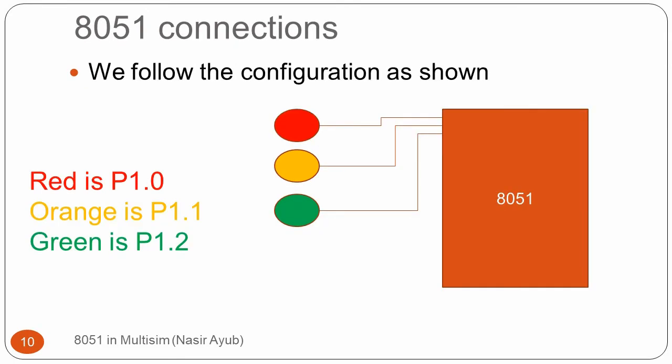So this will be my configuration. I'm going to design a simple traffic light. That's why I chose red, yellow, and green, or red, orange, and green. Port 1 bit 0 will be red, port 1 bit 1 will be orange, and port 1 bit 2 will be green. I will go through the slideshow and then I'm going to demonstrate in Multisim.